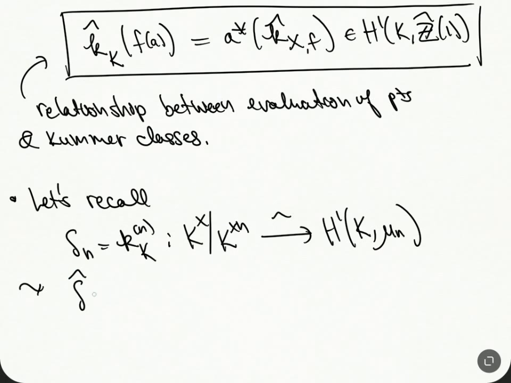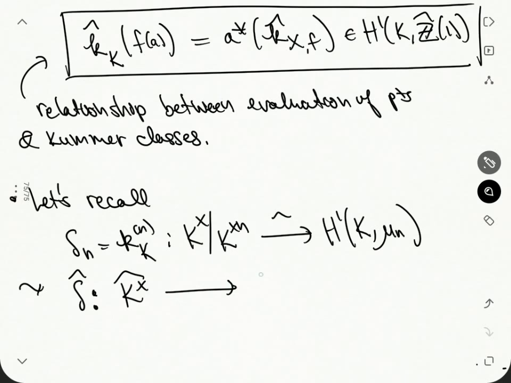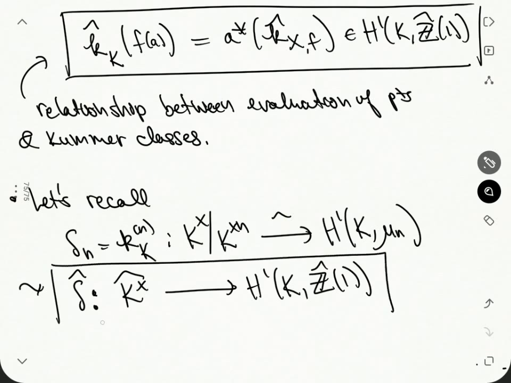So this inverse limit of these guys, delta hat, was from k cross hat into h1 of k, z hat 1. Okay, so we have this isomorphism here. All right, so putting these two things together, this is from a previous video. We had this isomorphism that we described, and we have this thing here that we described.